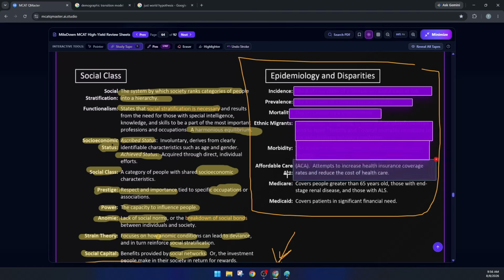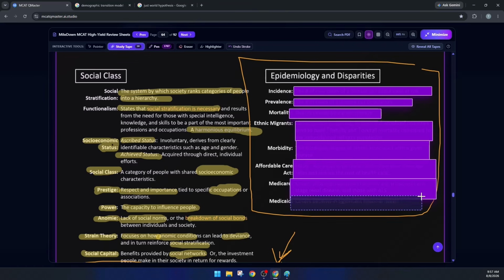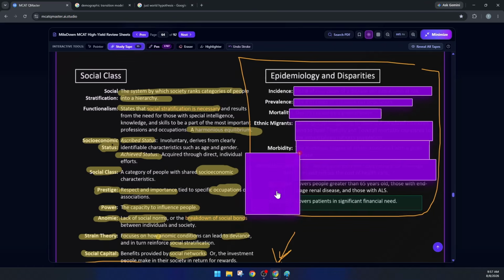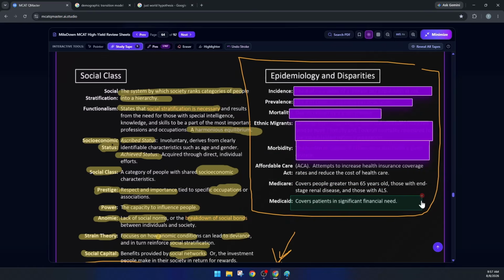ACA is the Affordable Care Act, where it attempts to increase health insurance coverage and reduce the cost of healthcare for people. We also have Medicare. This is actually stuff in the US. It covers people greater than 65 years old, those with end-stage renal disease, and those with ALS. So ALS is like, remember the ice bucket challenge? That's why people were doing it, for people with ALS. Medicaid covers patients in significant financial need. So this is mostly these three things. We don't have them in Canada, but they are relevant in America because in Canada, the healthcare is free.